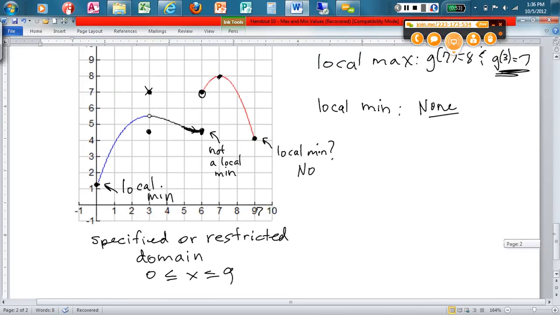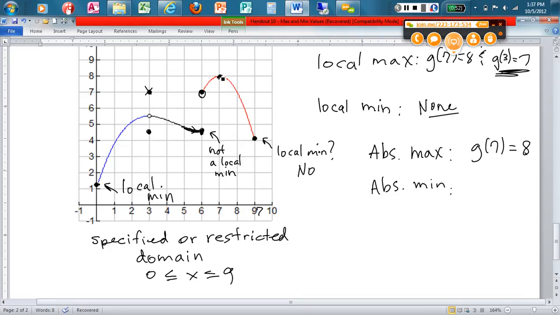Okay. Absolute. Yeah, they probably will. Thank you for reminding me about that. Is there an absolute max and absolute min over this specified domain? Yes, there is. There's an absolute max at G of 7 equals 8, because that is the very highest point right here. It's the very highest point there is for this function.